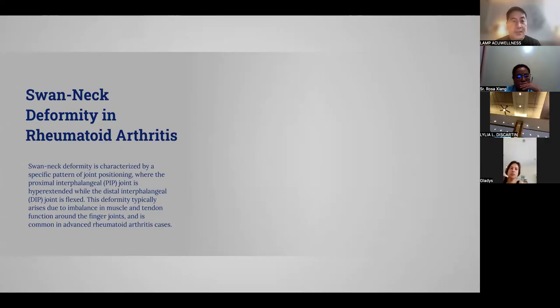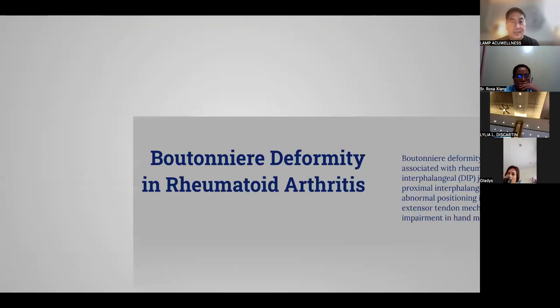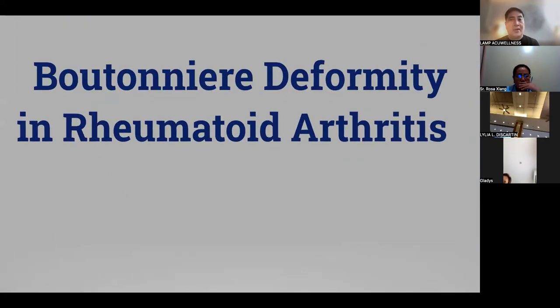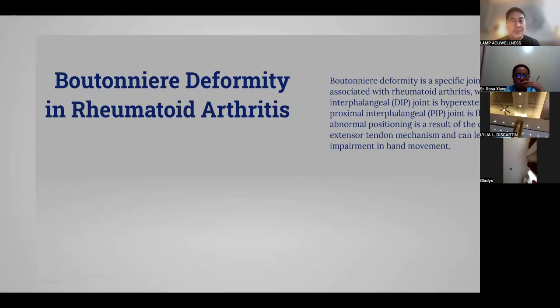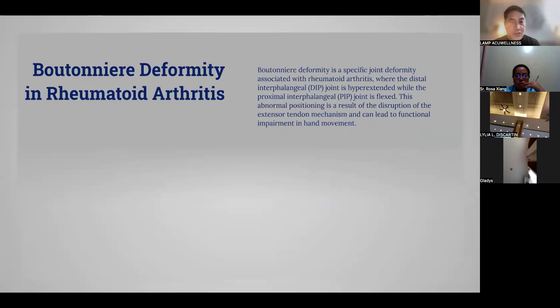This deformity typically arises due to imbalance in muscle and tendon function around the finger joints and is common in advanced RA cases. Then the boutonniere deformity. This is a specific joint deformity where the DIP joint is hyperextended while the PIP joint is flexed. So later we're going to show you pictures.